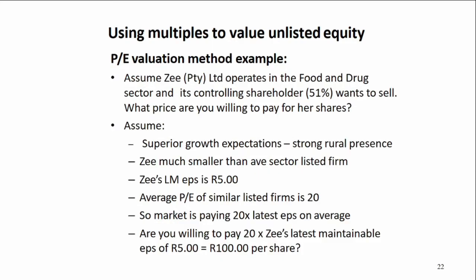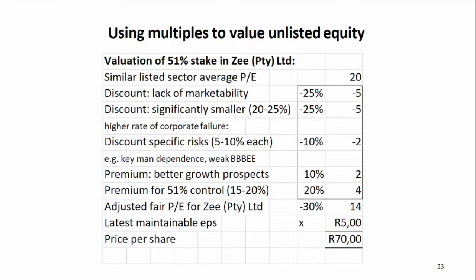Then we are told in the question that ZPTY Limited has superior growth expectations. So it has higher growth expectations than its listed counterparts. So we can actually now increase the PE ratio because ZPTY Limited has a higher growth potential than other listed companies. So here we will increase the PE ratio by 10%.